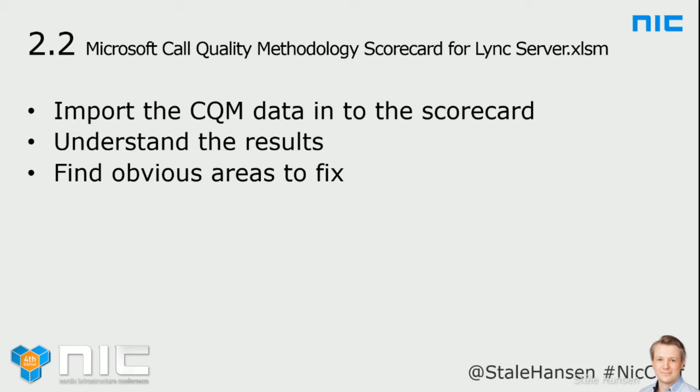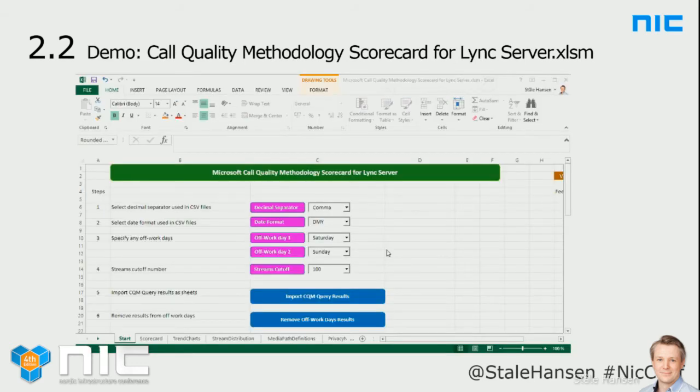So you import it into the scorecard, you understand the results, and find the obvious areas to fix. And then you prioritize, you fix them, you measure, you import the results, you understand the results, you find bottlenecks to fix, and then you fix them, and then you do a new evaluation, and so on and so on. So this is an ongoing process. So the Excel spreadsheet is really good. And it was surprisingly easy to get the results. You saw how easy it was to collect the data, as long as we had the correct prerequisites and so on.